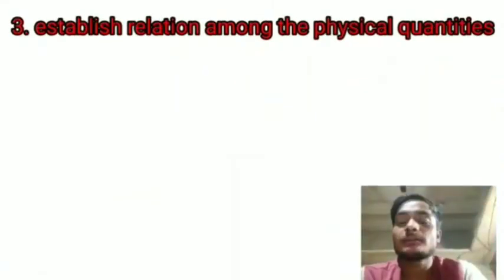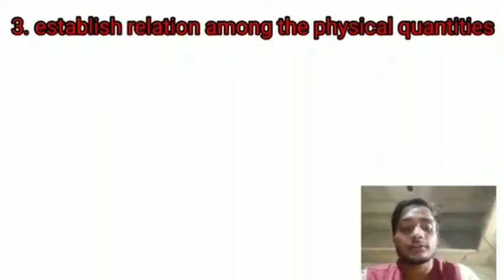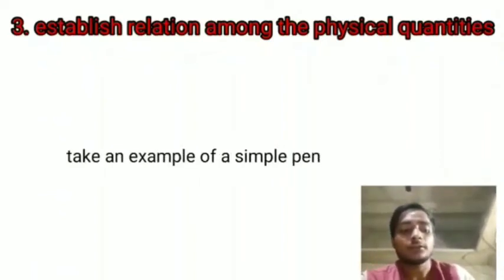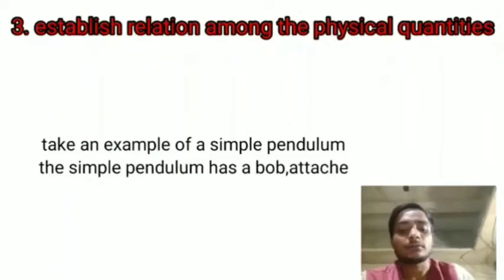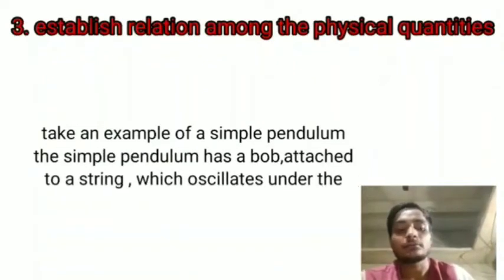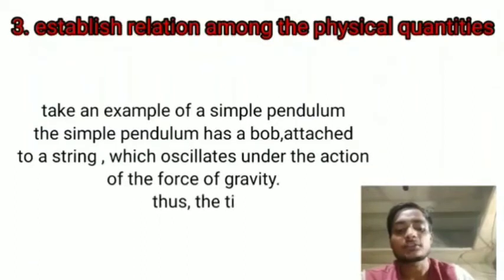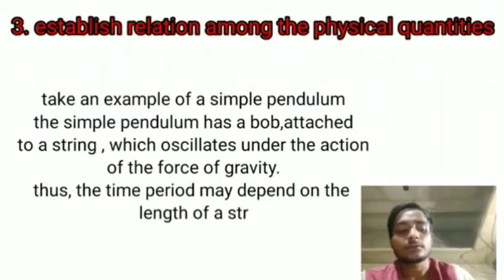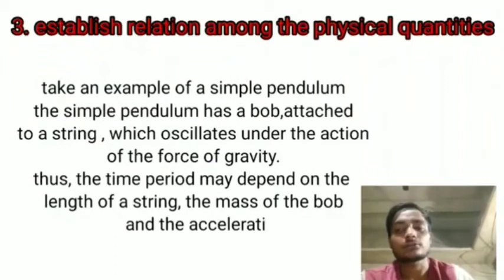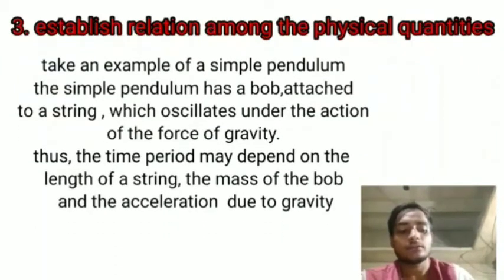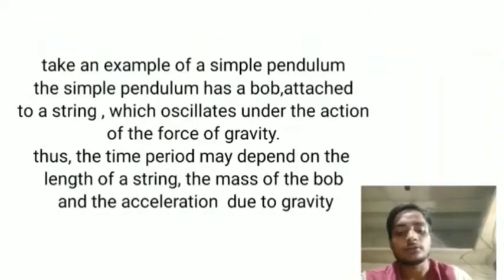To establish relation among the physical quantities, let's take an example of a simple pendulum. The simple pendulum has a bob attached to a string which oscillates under the action of the force of gravity. Thus, the time period may depend on the length of the string, the mass of the bob, and the acceleration due to gravity.